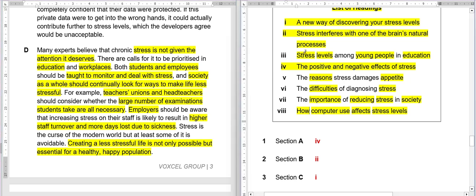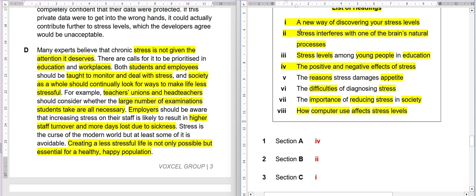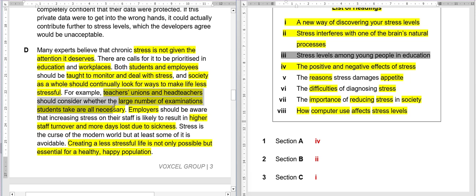Why? Because they're saying, let me change the color to this. Here they're saying stress levels among young people in education. So yes, there is talk about education, but there is no mention of young people. They are just talking about education. They are not saying education in primary school or education in secondary school. There is no mention of young people anywhere.